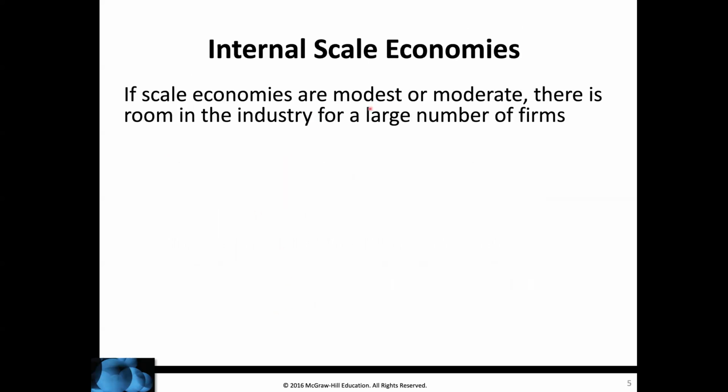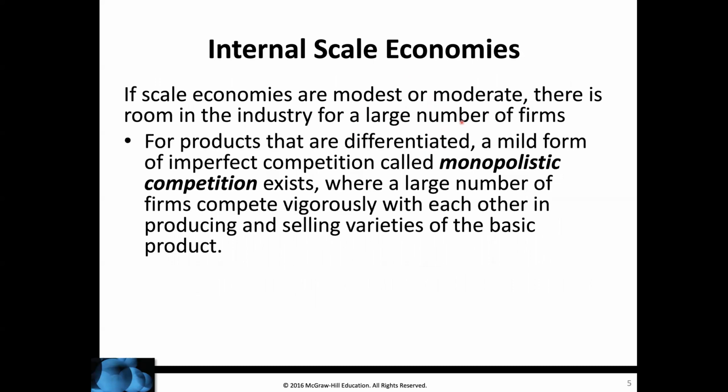So if scale economies are modest or moderate, there's room in the industry for a large number of firms. If there's not a lot of opportunity for economies of scale and reducing the cost per unit, then there is room in an industry for a large number of firms. For products that are differentiated, a mild form of imperfect competition called monopolistic competition exists, where a large number of firms compete vigorously with each other in producing and selling varieties of the basic product.